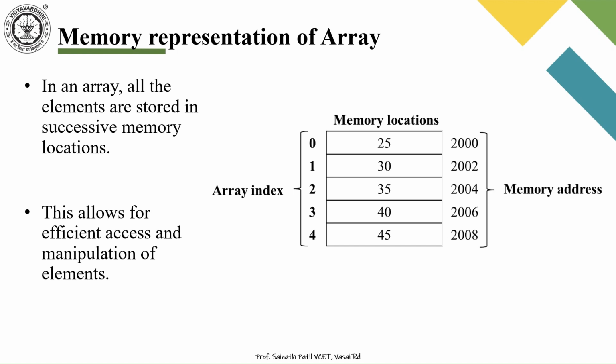For example, here we consider integer numbers are stored: 25, 30, and so forth. So an integer requires 2 bytes of memory space. That is why the first data 25 is stored at location 2000, next is at 2002, and so forth. So the index of the first element, that is position, is the 0th position, the second is stored at the first position, and so on.